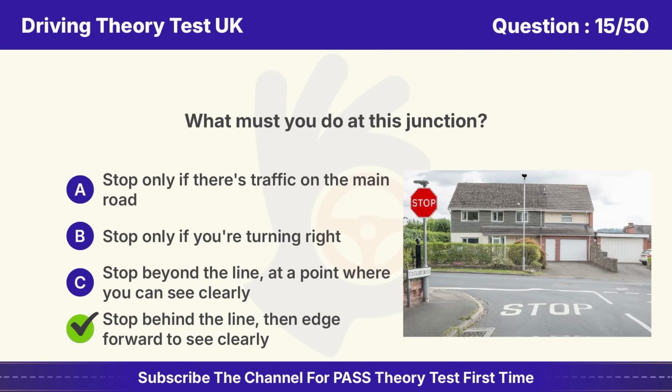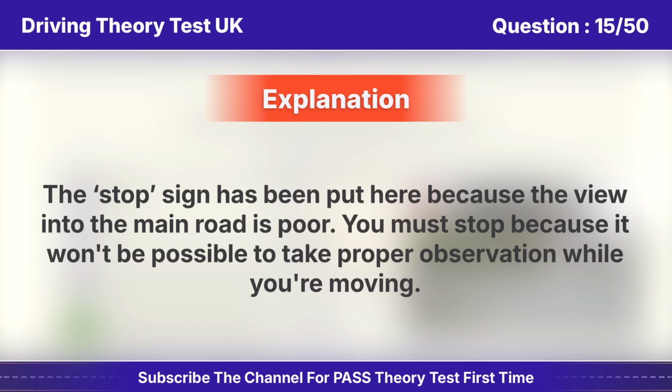Answer is D. Stop behind the line, then edge forward to see clearly. The stop sign has been put here because the view into the main road is poor. You must stop because it won't be possible to take proper observation while you're moving.